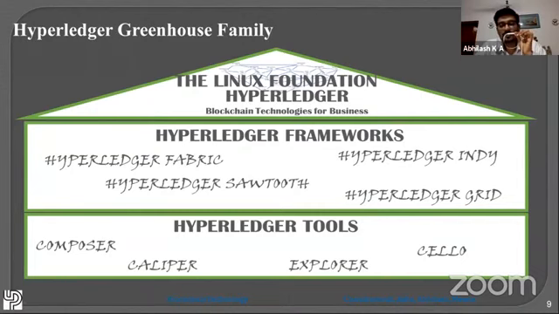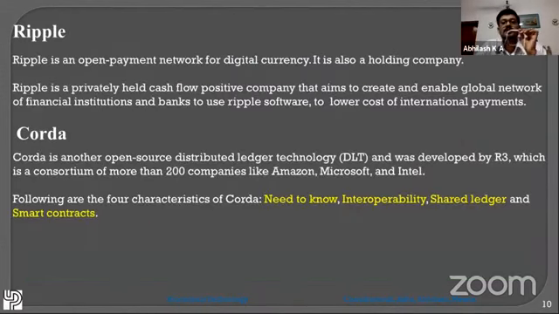I would like to move forward. Okay, I'm touching on two more pieces of software from the blockchain stack. Ripple. Ripple is an open payment network. Basically, it's a public blockchain where the purpose is cash transfer, digital currency.